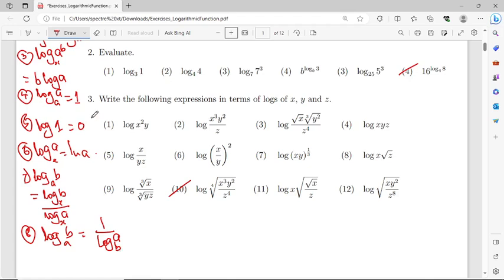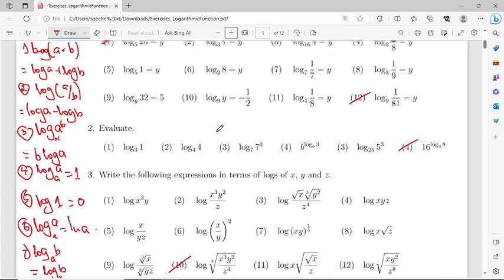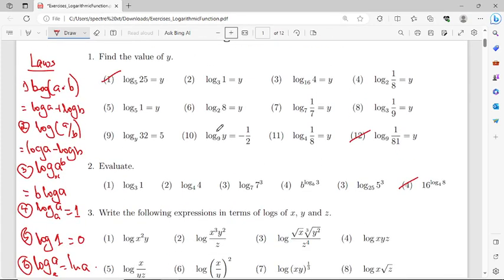Now, I have this worksheet, and let's go through it. I've picked some questions from each section here. Now, I'll be doing one question.